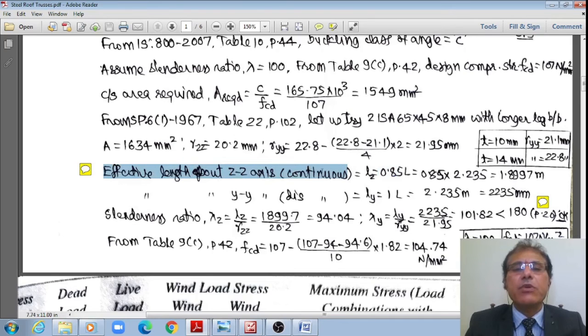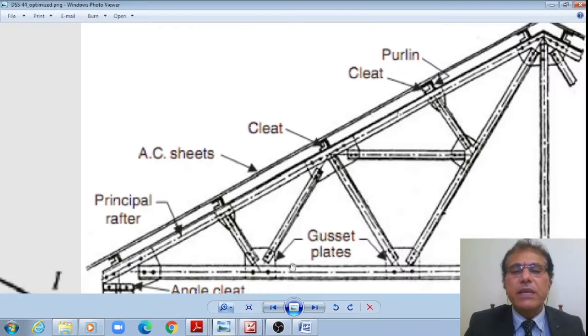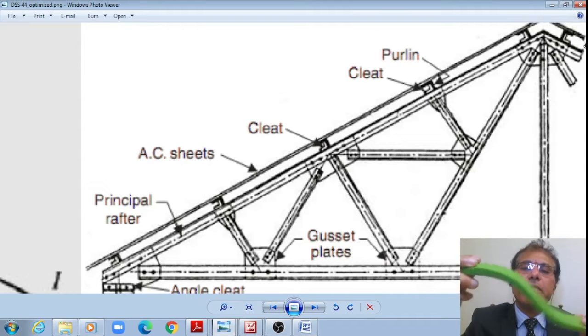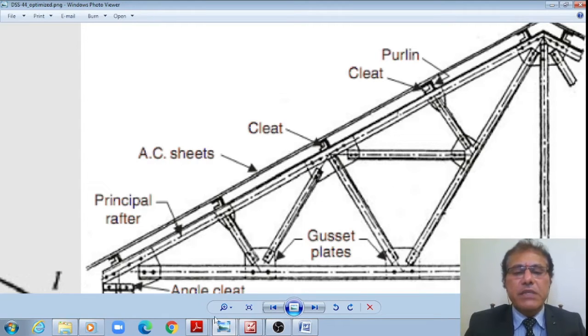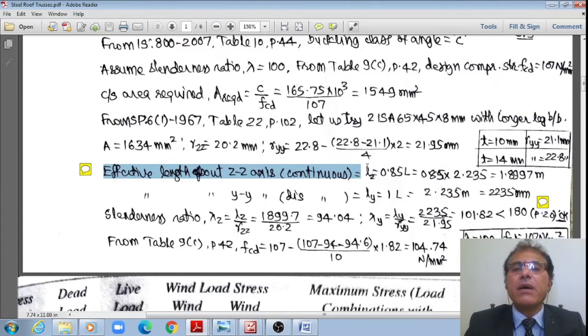Therefore, for the effective length about the major axis, this top part member is a continuous member, student. Let me show this once again. This is continuous over this panel; 1, 2, 3, 4 panel lengths are there. Therefore, it is a continuous member like this, and the deflected profile will be a continuous profile like this. Because it is continuous, I am assuming partial fixity with a value of 0.85.